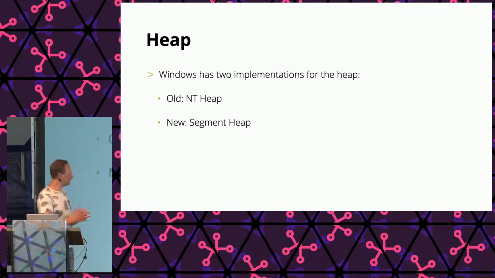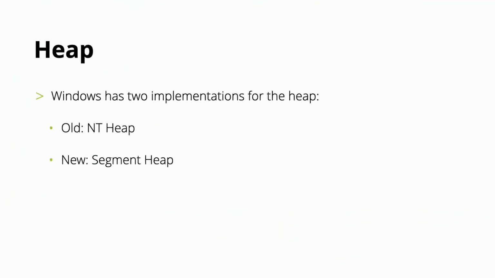We were targeting Windows, and Windows has two implementations for the heap. The first one is the old NT heap, which is still commonly used. And you have a new segment heap, which is only used for, I think, Metro applications and some other applications. But almost all applications use the old NT heap, and Zoom was no exception.